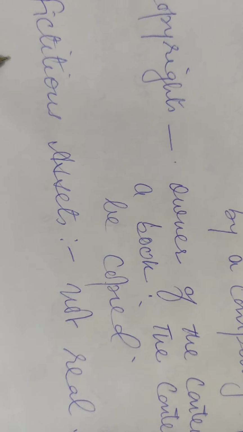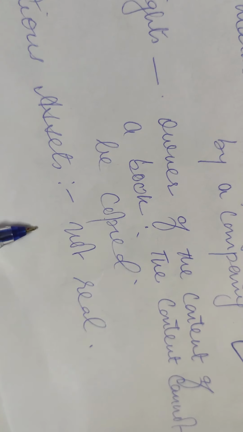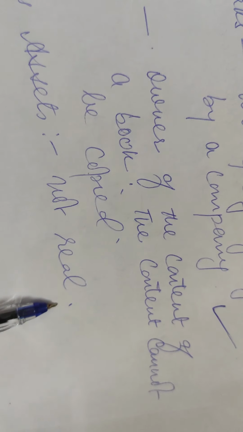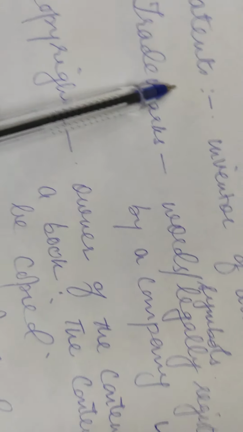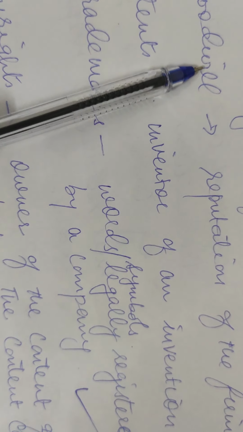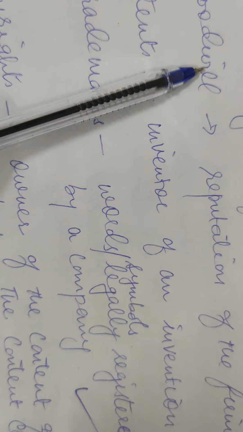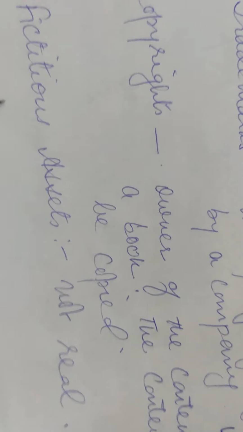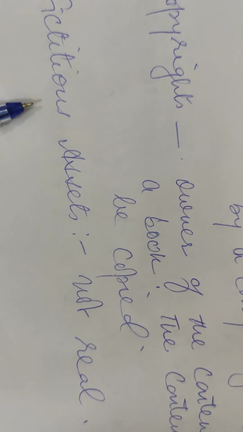Fictitious assets. Next, the last type of assets is fictitious assets. These are not real assets, these are imaginary. The difference between fictitious assets and intangible assets is that intangible assets can be sold in the market. We can sell the goodwill in the market, and that is when we sell our business, we get an amount in return as the goodwill. But fictitious assets are just temporary or imaginary assets which are raised.